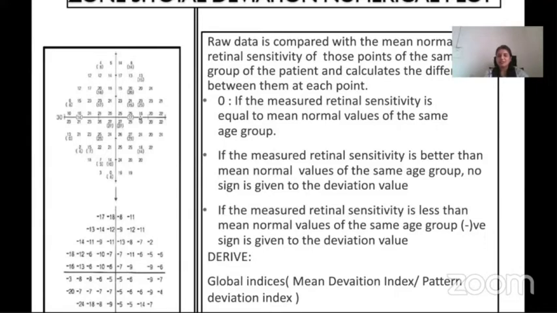0 indicates the retinal sensitivity is equal to a normal person, and anything better than this will not have any sign in front of it. If the measured retinal sensitivity is less than a normal person, then it will be depicted with a minus sign, and this is shown in the printout. With this, we can derive the global indices like mean deviation index and pattern deviation index. We can also convert this total deviation numerical plot into the total deviation probability plot, which is in zone 6.